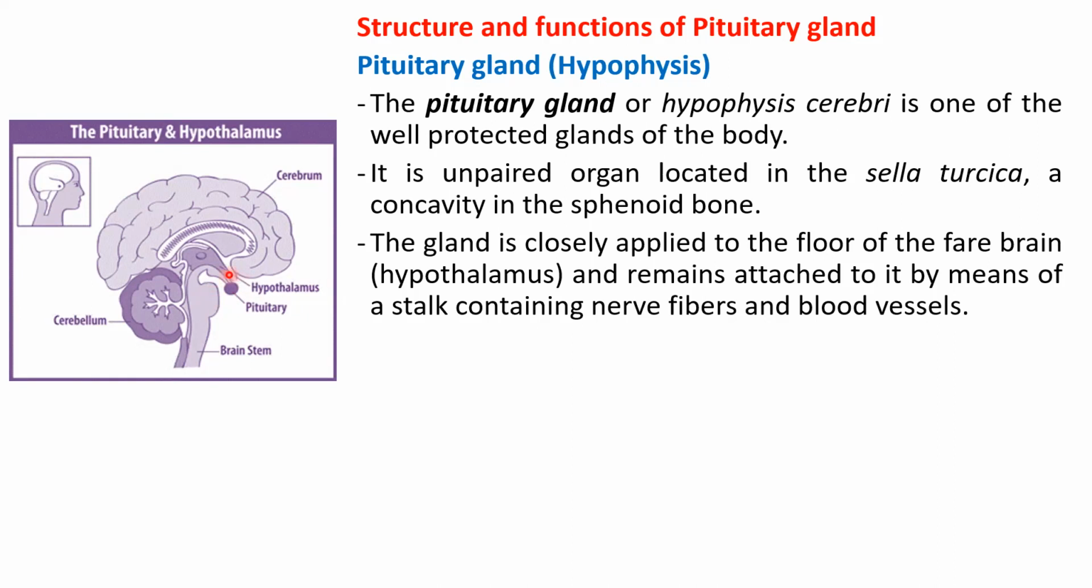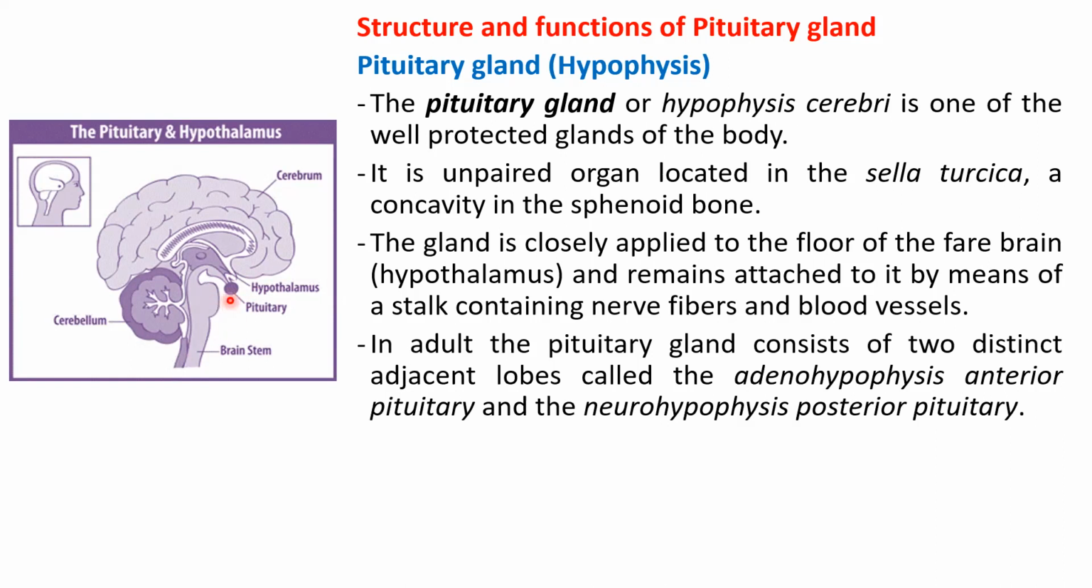Then the pituitary gland is closely applied to the floor of the brain. As I told you, this region is called the hypothalamus region, and in this region, the floor of the brain, the pituitary gland is located. It remains attached by means of a stalk containing nerve fibers and blood vessels. The attachment is with the help of nerve fibers, and the blood vessels also show connectivity with this gland.